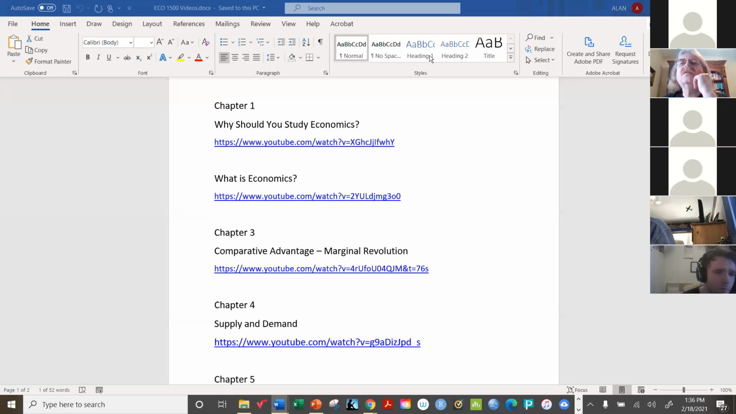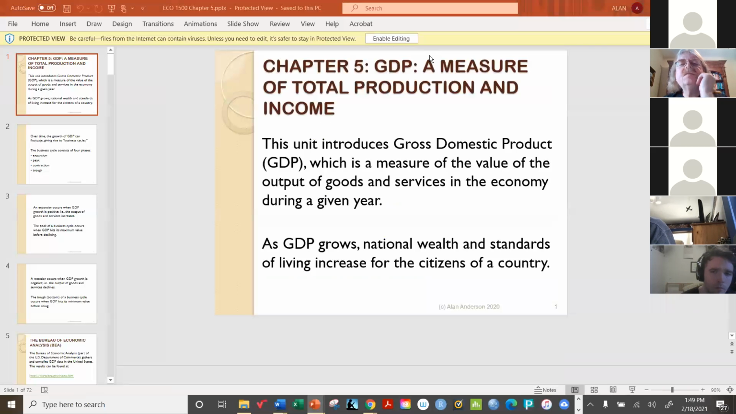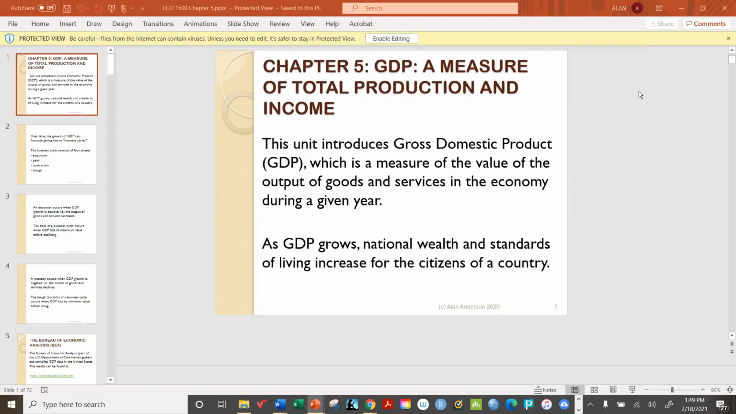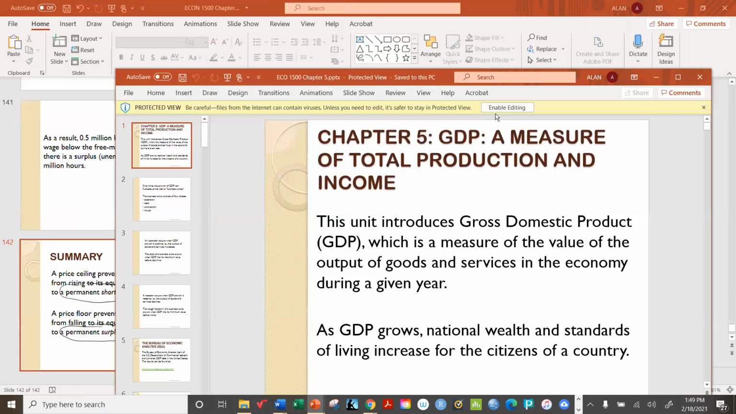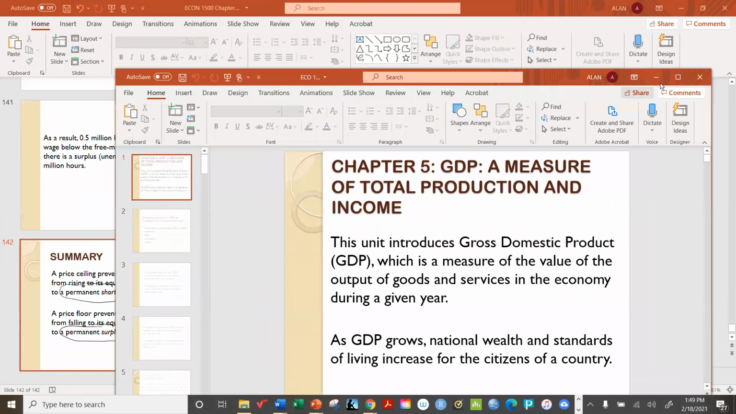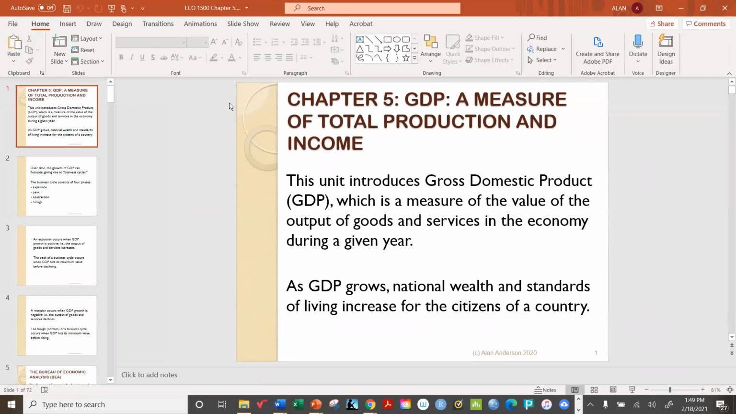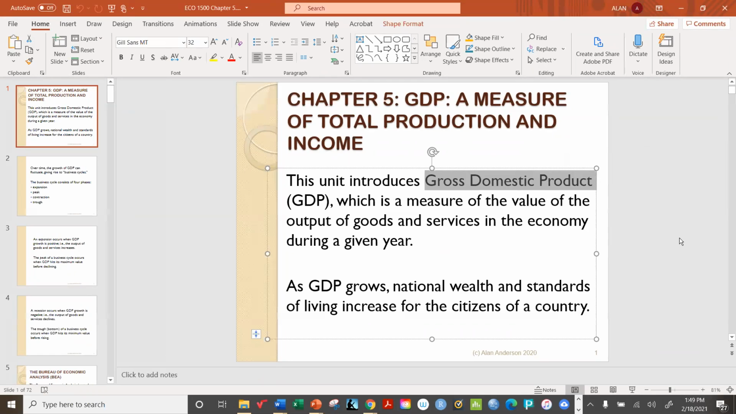Oh, I almost forgot to turn the recording back on. We're just barely going to touch on this today. We're going to look at a very, very important topic in macroeconomics, which is called, as you can see, GDP, which stands for gross domestic product.